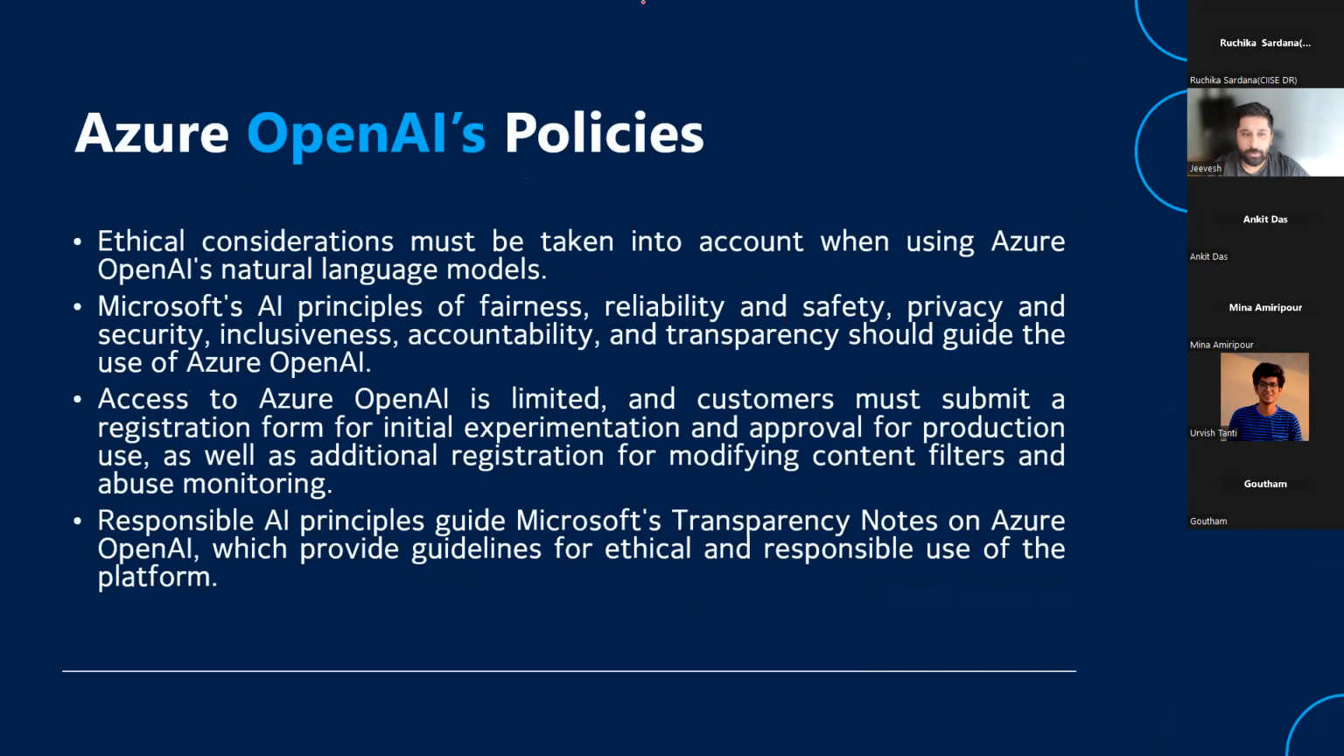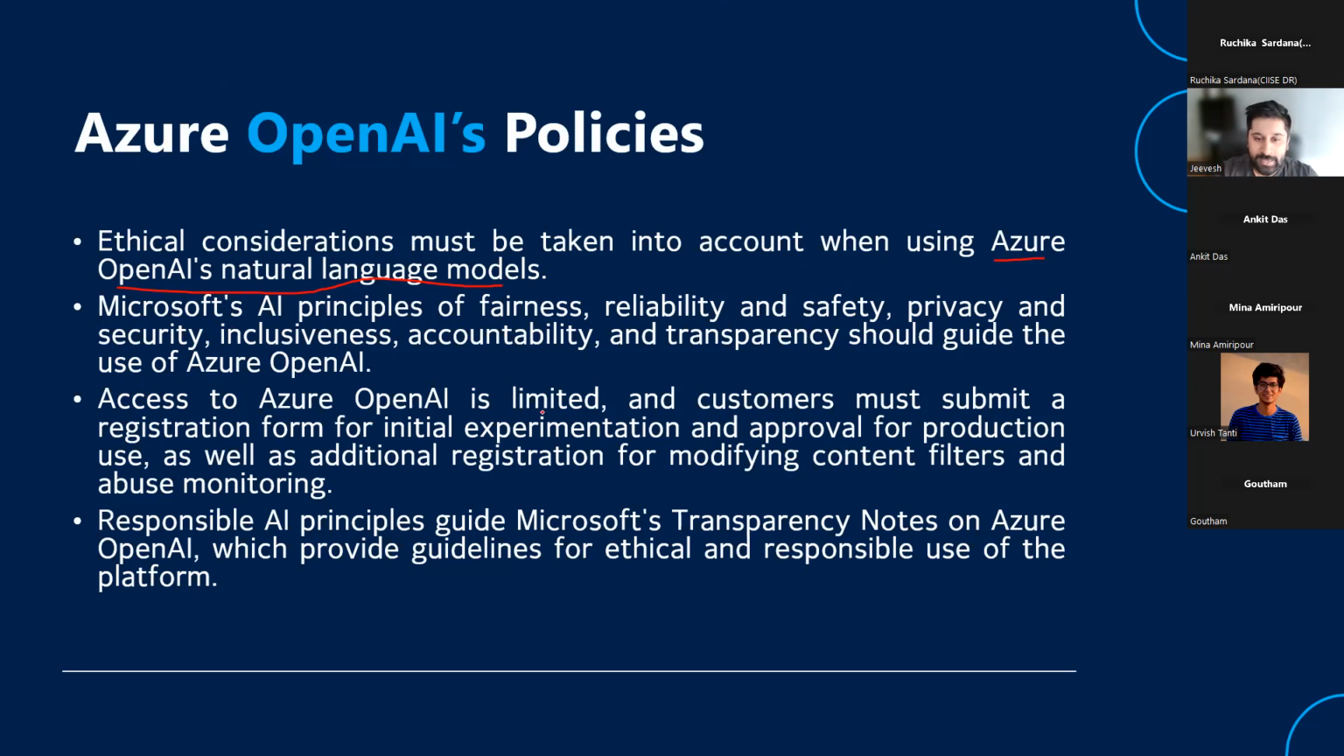Moving on to the policies. Now, this is very important. This is what I was talking about in the past. Ethical considerations must be taken into account when using Azure OpenAI's natural language models. Understand this. Azure OpenAI has natural language models which they allow you to use to integrate. ChatGPT is a software solution. As a human, you can go and type in, but your applications are not communicating with that. So things become very different. If you want to do that, you could do that via Azure OpenAI. Microsoft AI principles of fairness, reliability and safety, privacy and security, inclusiveness, and accountability and transparency should guide the use of OpenAI. So they are very clear about what they want.